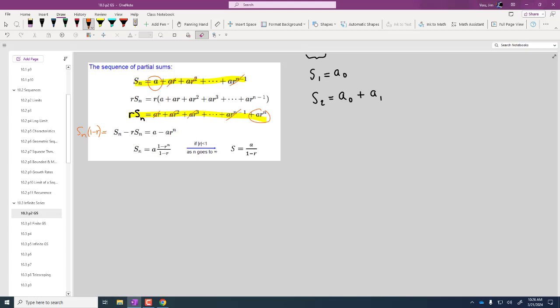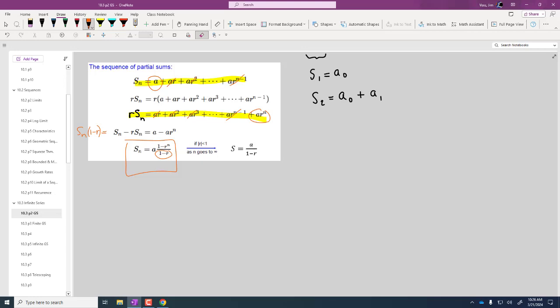Factor out the S sub n. Divide by the 1 minus r. We now have a formula for S sub n for any geometric series. That is our formula for S sub n for a geometric series.